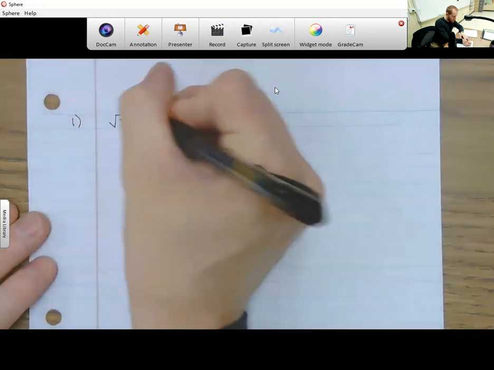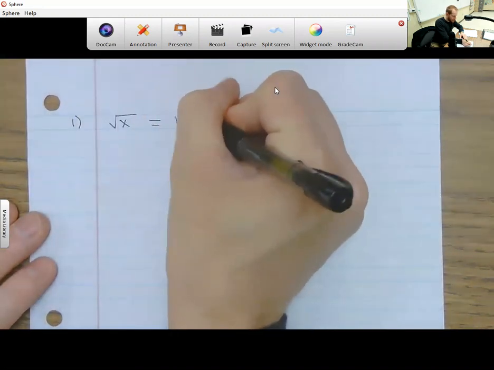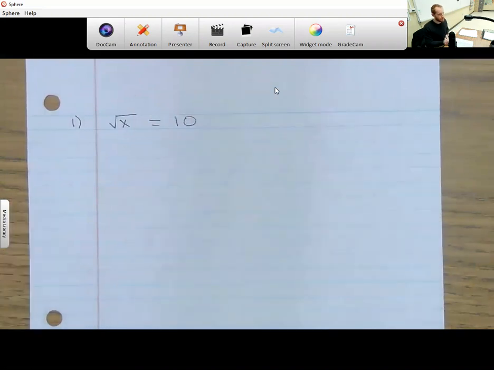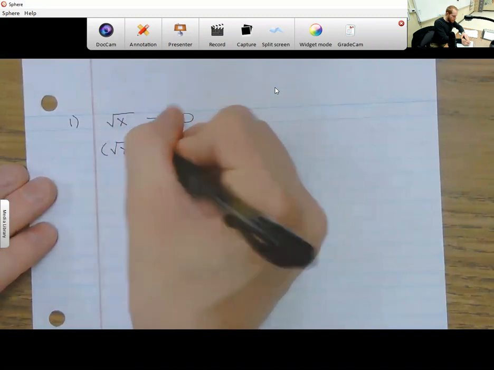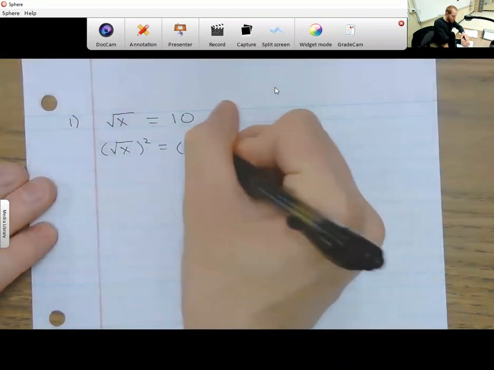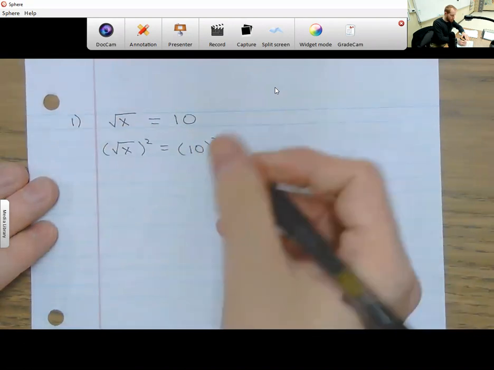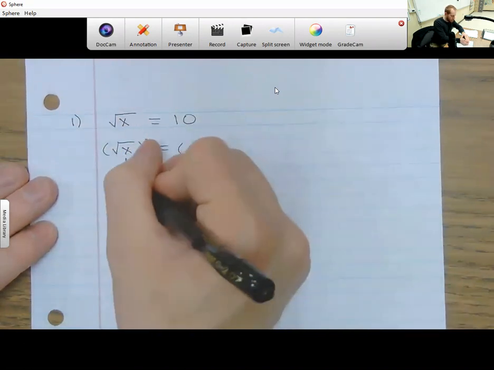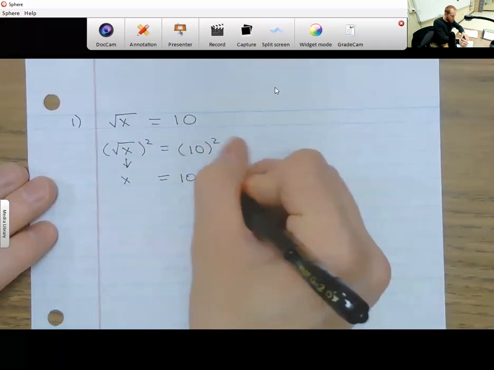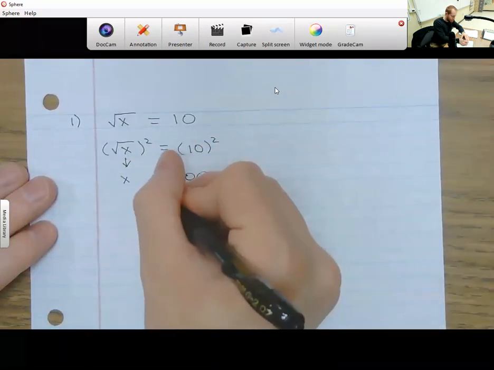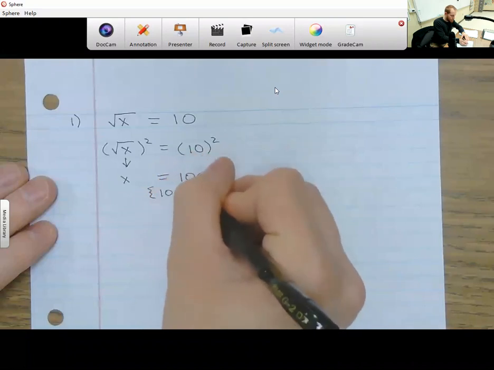Let's do the square root of x is equal to 10. Okay, so I've got a square root this time, which means I'm not going to cube both sides. I'm actually going to square both sides. So squaring both sides gives me the square root of x, squared, and 10, squared. Whatever's inside the radical is going to come out unchanged. And then over here, I'm going to have 100. So then I put that inside my solution set.